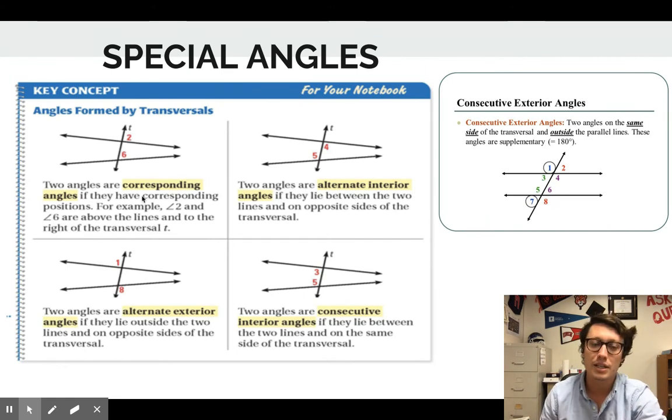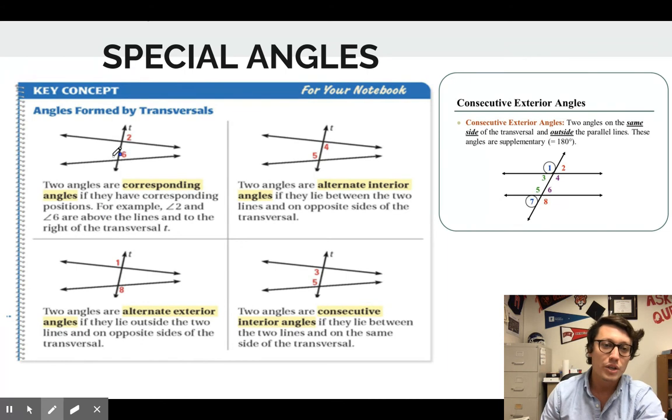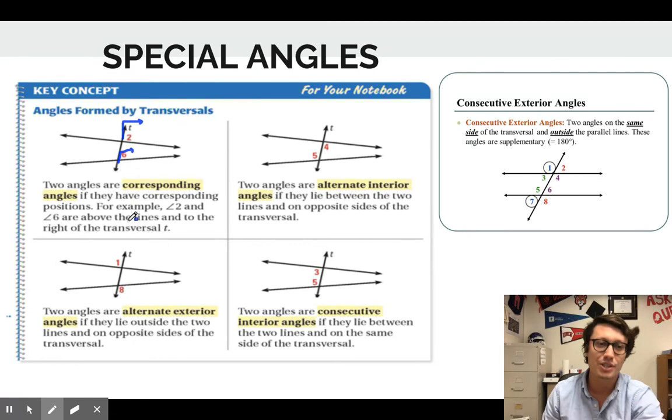Corresponding is the one that we just need to memorize. Corresponding means they are in the exact same location. If we're thinking about this, we have 4 corners or 4 angles at this intersection, and 4 corners or 4 angles at this intersection. Both angle 2 and angle 6, if we're looking at their respective intersections: angle 2 is up and to the right of this intersection. Angle 6 is up and to the right. They are both up, they are both to the right. They have corresponding positions, the same position in their respective intersections of those two lines.